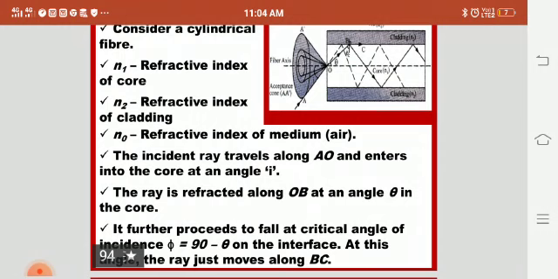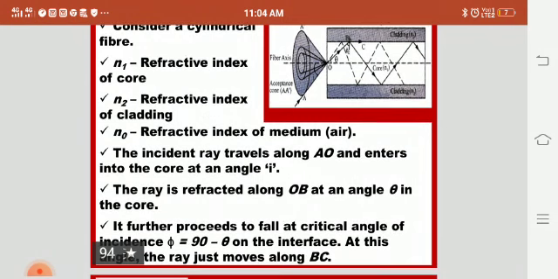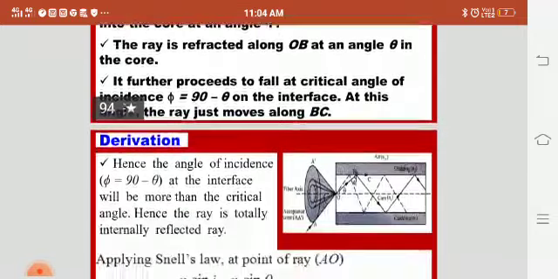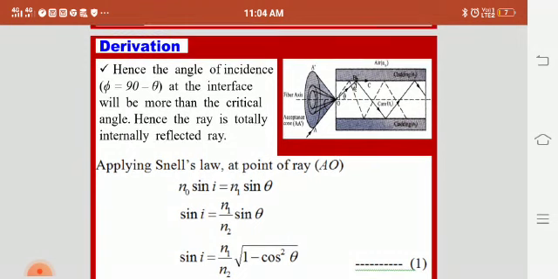It further proceeds to fall at the critical angle of incidence, that is psi equal to 90 minus theta, on the interface. At this point, the ray just moves along BC inside the core. Hence, the angle of incidence psi equal to 90 minus theta at the interface will be more than the critical angle. Hence, the ray is totally internally reflected. That is, it satisfies condition number 1.